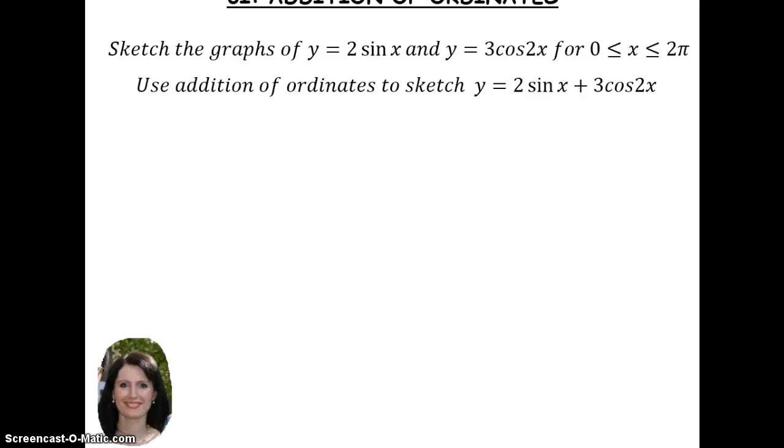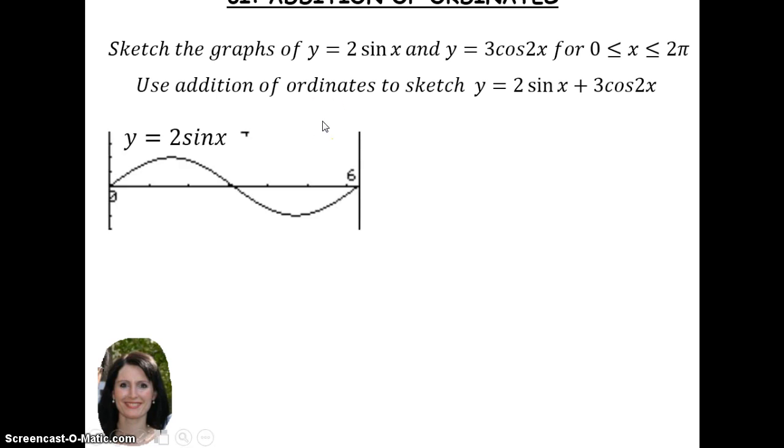Guys, today we're looking at exercise 6i, which is addition of ordinates. This is a little bit tricky. We're looking to sketch the graphs of y equals 2 sine x and y equals 3 cos 2x for 0 to 2 pi. We want to use the addition of ordinates to sketch y equals 2 sine x plus 3 cos 2x as well. So I'm going to start by thinking about the normal graph of 2 sine x.